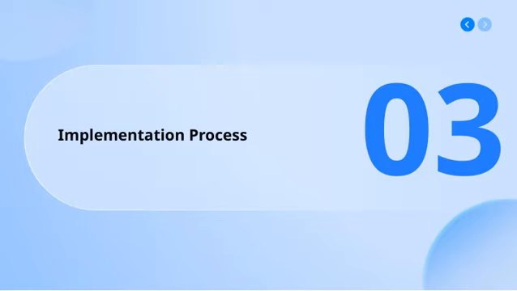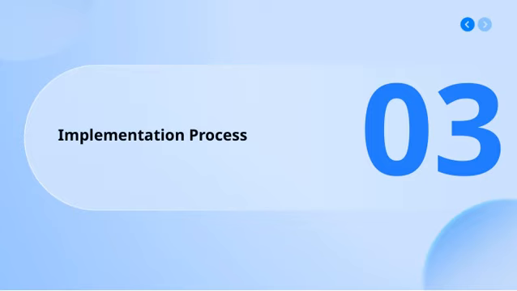Let's take a closer look at the implementation process. This step is crucial because it translates our planning into actual action. First, we need to establish clear timelines and milestones to keep us on track. Breaking down the process into manageable phases helps ensure steady progress. Next, assigning specific responsibilities to team members is key. Clarity here prevents overlaps and confusion.